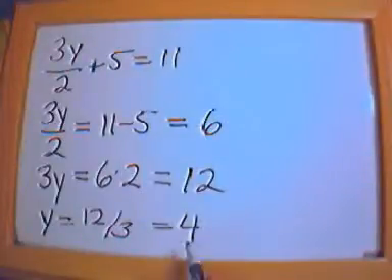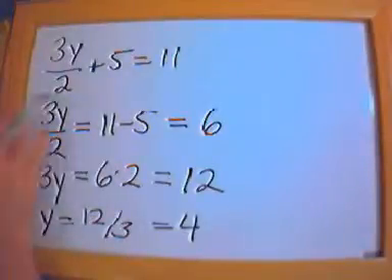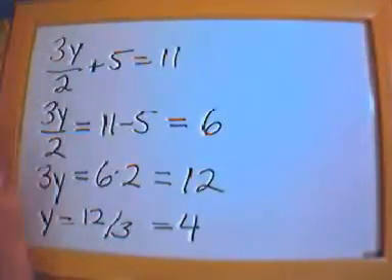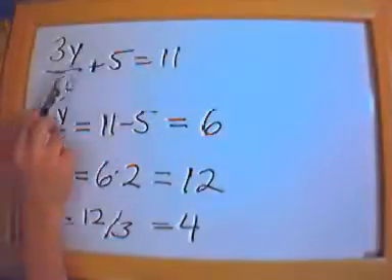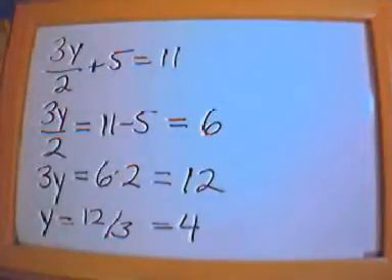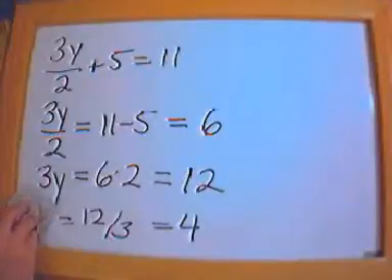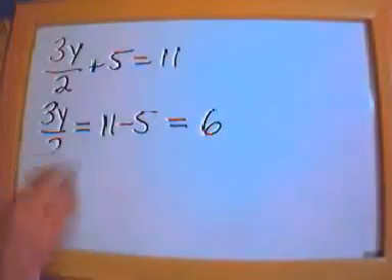And if you want to check it, y is equal to 4. We have proven, if you believe this stuff, that this is the only value of y that will make this work. 3 times 4 is 12. So that's 12 on the top. 12 divided by 2 is 6. 6 plus 5 is 11. So that is the one and only answer that will make this equation true.